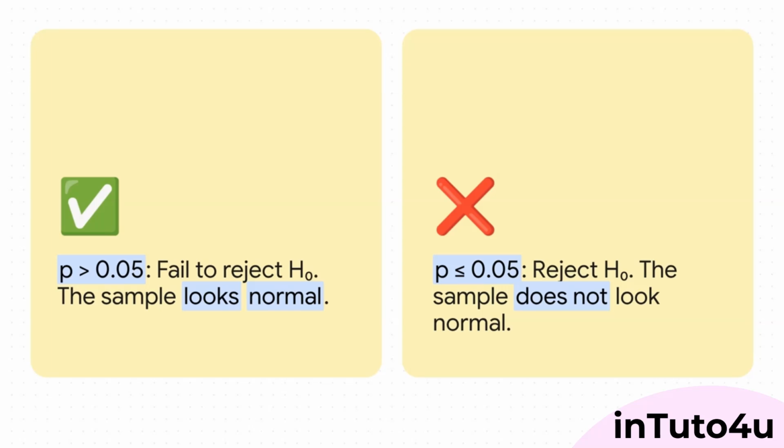So if that p-value is bigger than 0.05, we say, not enough evidence. We fail to reject the null hypothesis. The data is not guilty. It looks normal. But if the p-value is less than or equal to 0.05, guilty. We reject the null. We have enough evidence to say the data is not normal.